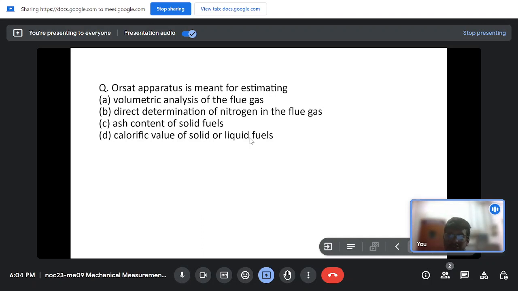So the next question is, the ORSAT apparatus is meant for estimating. It is mostly used in pollution measurement. So what is it used to estimate? A, volumetric analysis of the flue gas, B, direct determination of nitrogen in the flue gas, C, ash content of solid fuels, D, calorific value of solid or liquid fuels.